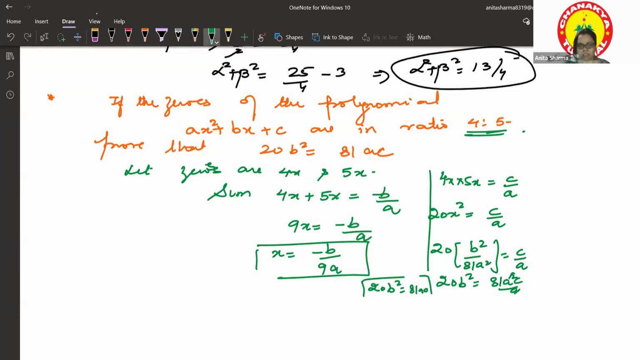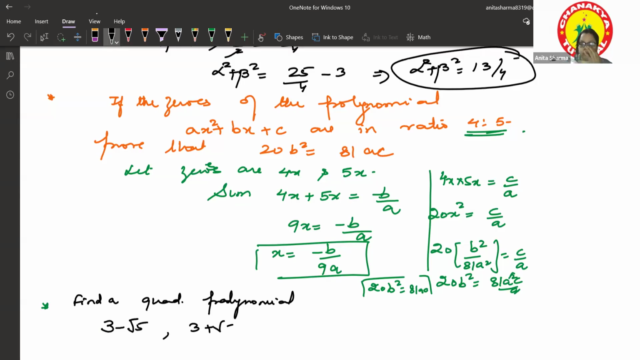Be energetic, children. Now, next is to find a quadratic polynomial if the zeros are given. Instead of the sum of the zeros only, the zeros are given. Whose zeros are 3 minus root 5 and 3 plus root 5.